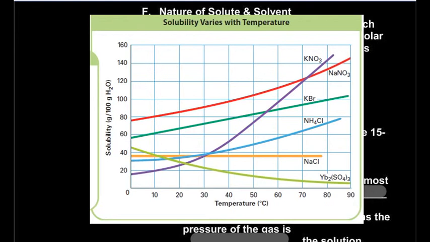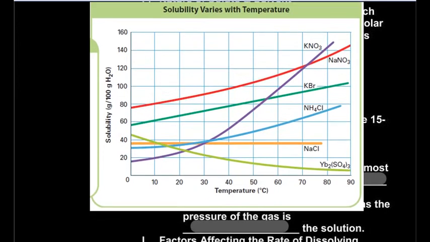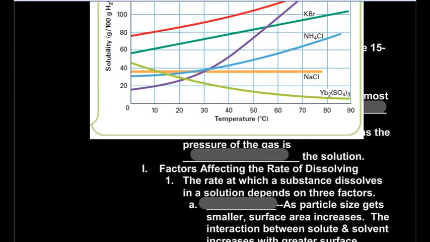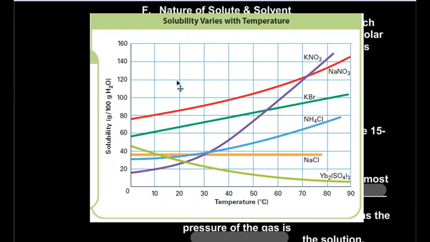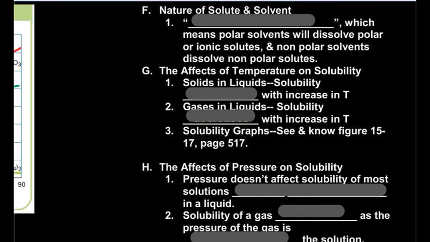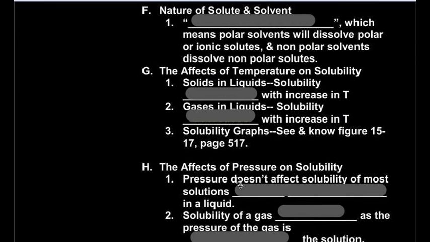Well, I'm going to let you figure out why. You should go onto Google and ask the question: why does ytterbium sulfate decrease in solubility as the temperature increases? It's a very interesting reason, and perhaps a bit counterintuitive to what you may understand about this so far. Then we have factors that affect the rate of dissolving. Oh wait, we actually need to finish this first part first. So what are the effects of pressure on solubility?